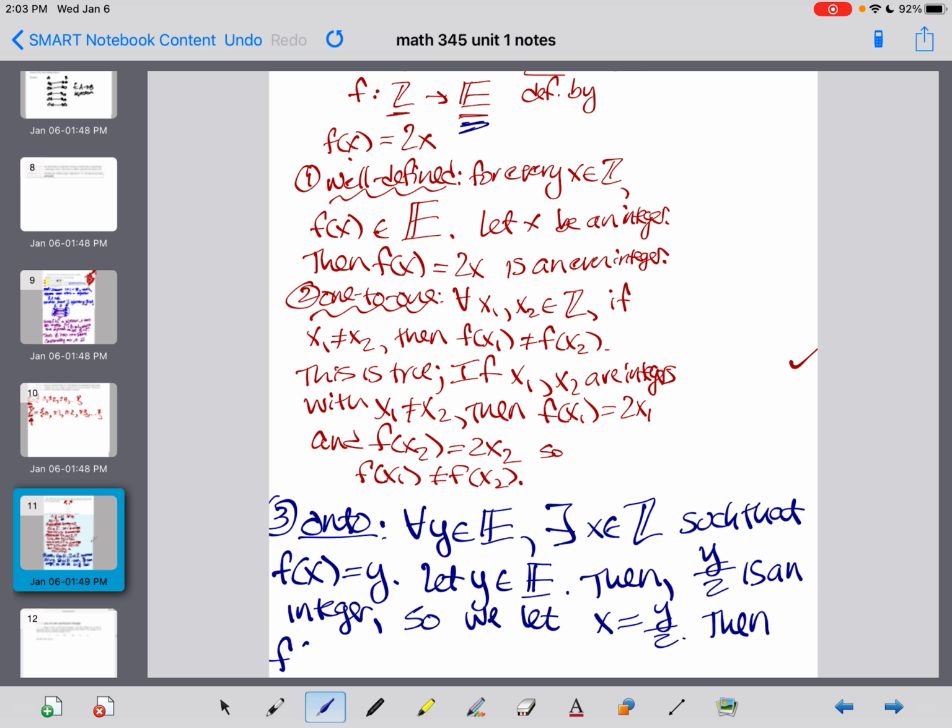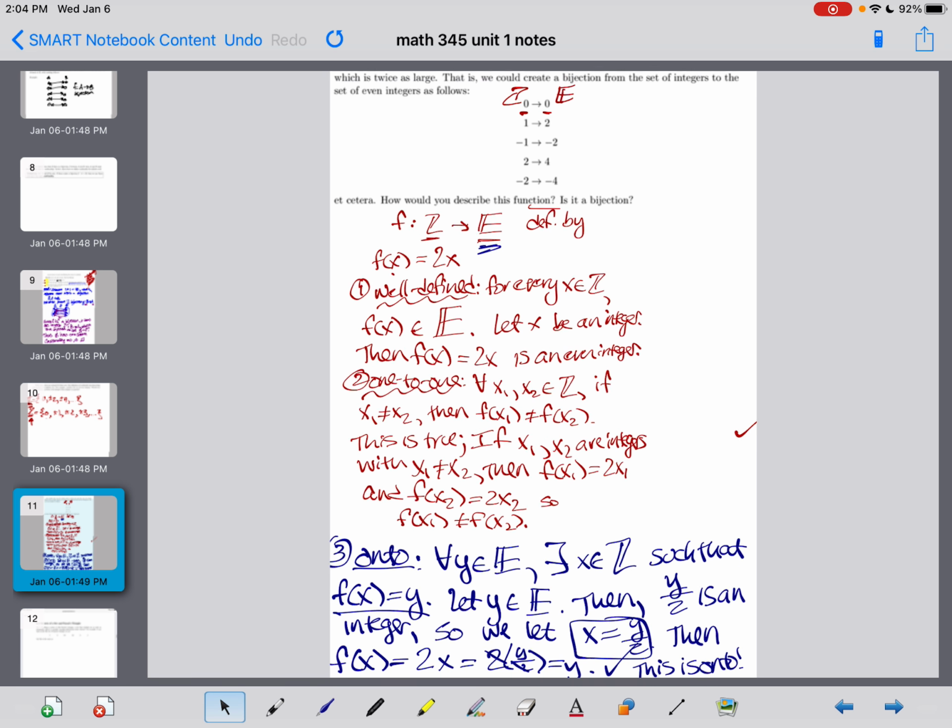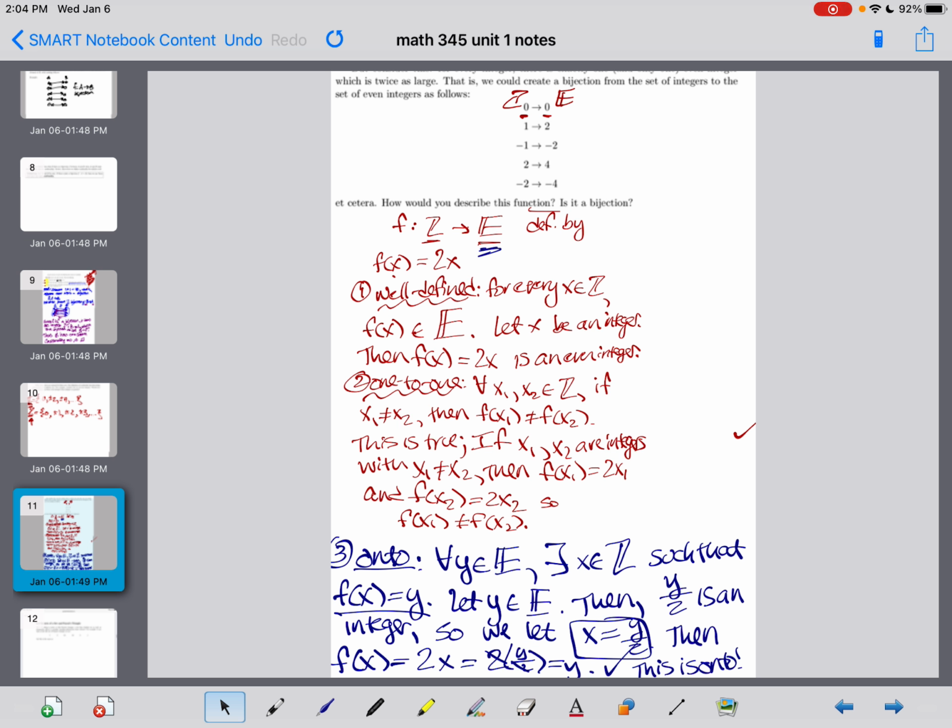Then f of x is going to be equal to 2 times x, which is going to be equal to 2 times y over 2, which is equal to y, which is what we were trying to show. You can find an x that's going to map to that y. Well, you can, so yes, this is onto. And now we've shown that this is a well-defined function from the integers to the even integers, which is one-to-one and onto. That means this function is a bijection.